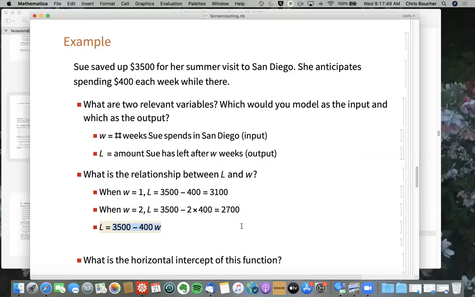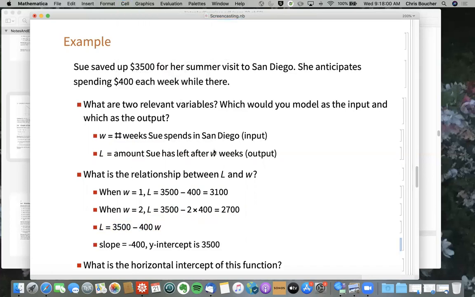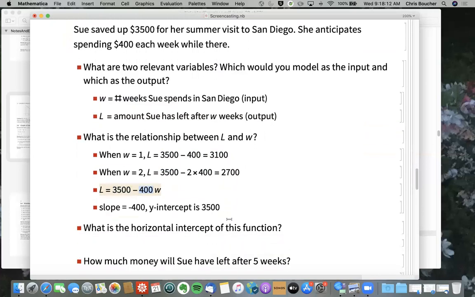This is certainly a linear function. I can see that the y-intercept is 3,500 and the slope is negative 400. Note, and notice that these numbers both have interpretations in the problem, right? 3,500 is her starting amount of money, and 400 is the amount she spends each week.